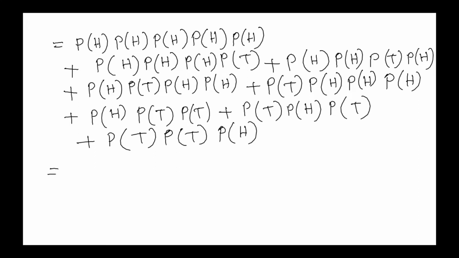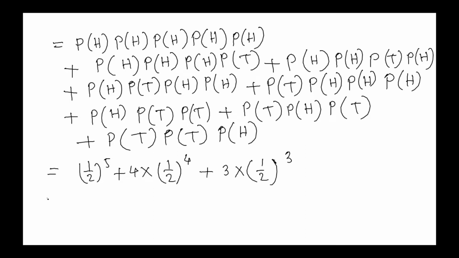Now we know probability of H is half, so here we have half power 5 plus here half power 4 and 4 terms are there. So 4 multiplied by half power 4, and then 3 multiplied by half power 3. So this is 1 by 32 plus 4 by 16, so 1 by 4, and 3 by 8. So this is over 32, and 1 plus 8 and 12. 9 plus 12, 21. So 21 by 32 is the required probability.